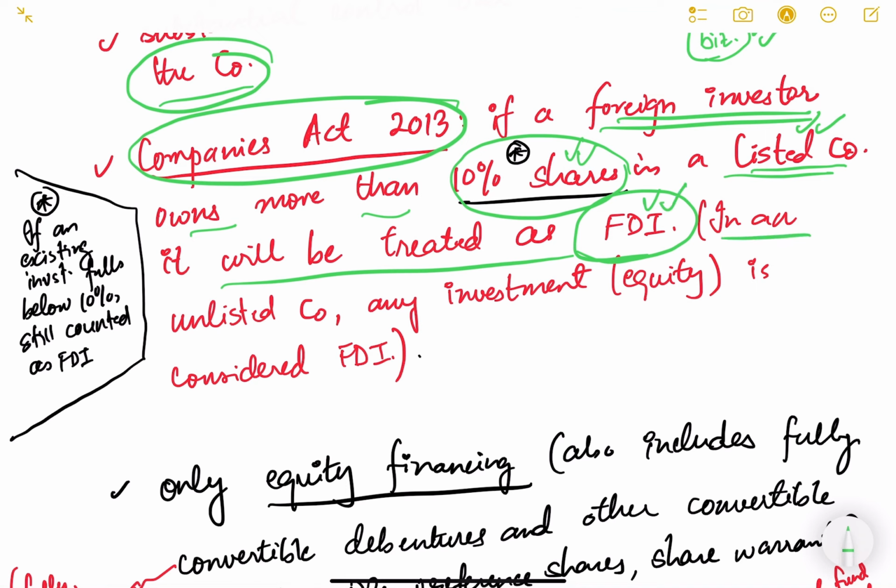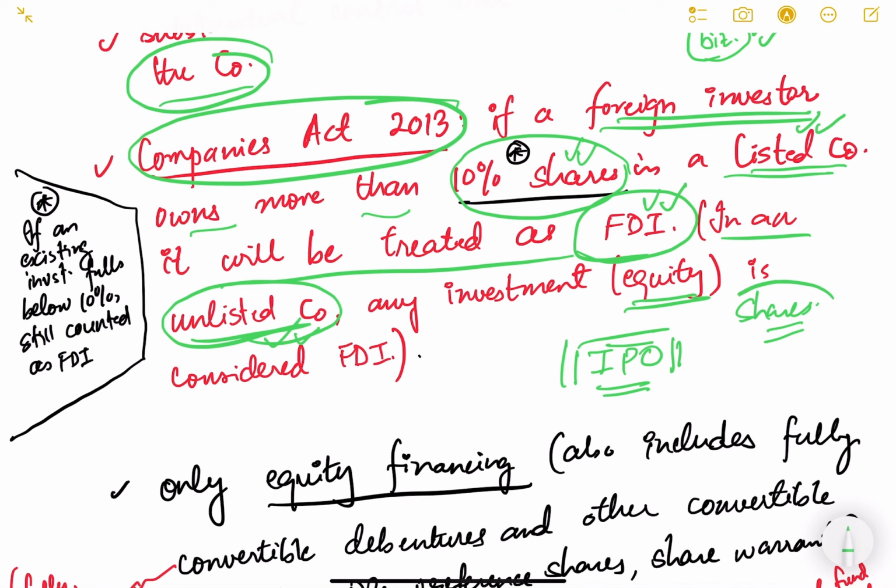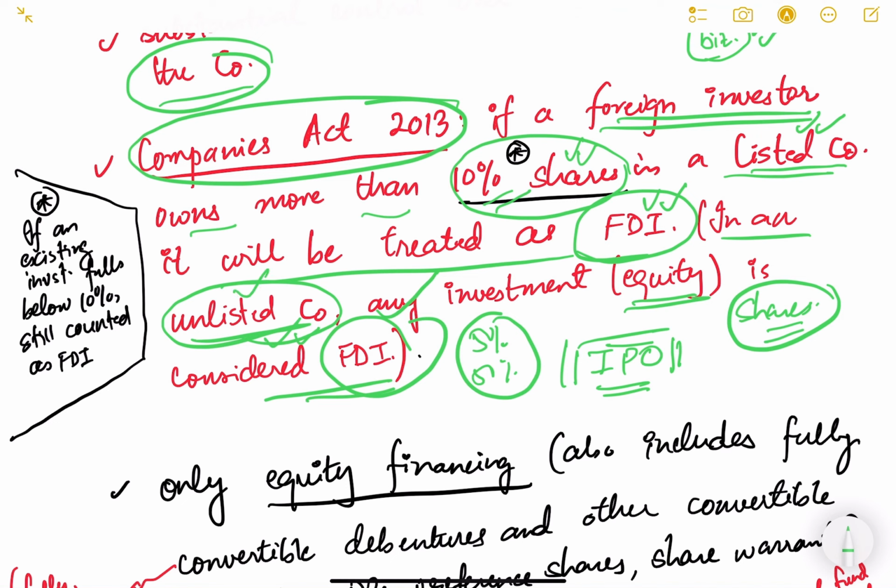And in an unlisted company, which is not listed on the stock exchange, which has not yet done the IPO, initial public offering. By this time you should know the difference between a listed company and an unlisted company. We have learned this when we studied the financial markets. So if any foreign investor is investing in an unlisted company, that investment should be in the equity, in the shares, and not the bonds of that company. If they are investing in the shares of that company, it is considered FDI. It can be any investment, not necessarily 10%. It can be 5%, it can be 50%, it can be anything. So anything invested in an unlisted company by a foreign investor is counted as FDI. This is what is defined in the Companies Act 2013.